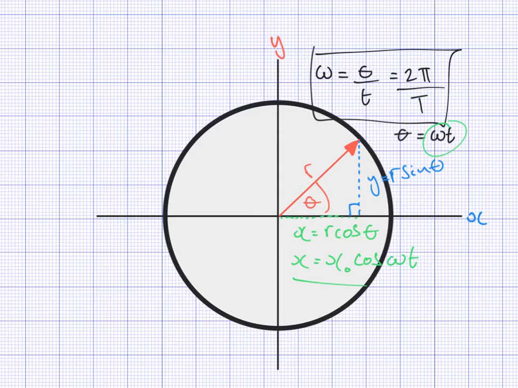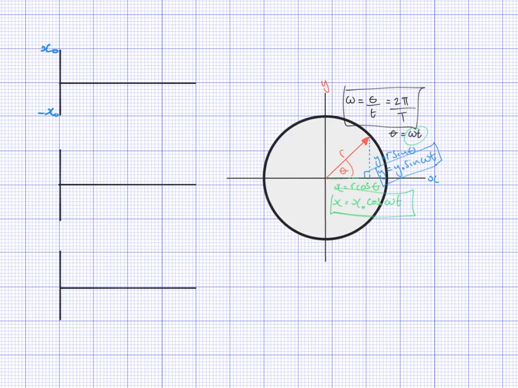Equally, with my y, I can say that my y value, when it's at its maximum, which would be here, whatever time value that is to be at its maximum, I can make a statement about that by saying that y naught is equal to r at that time, and that's sine, and then rather than theta, omega t. So I've got these two statements. These are going to be important. We're going to use this one and this one. Okay, so now the fun starts.